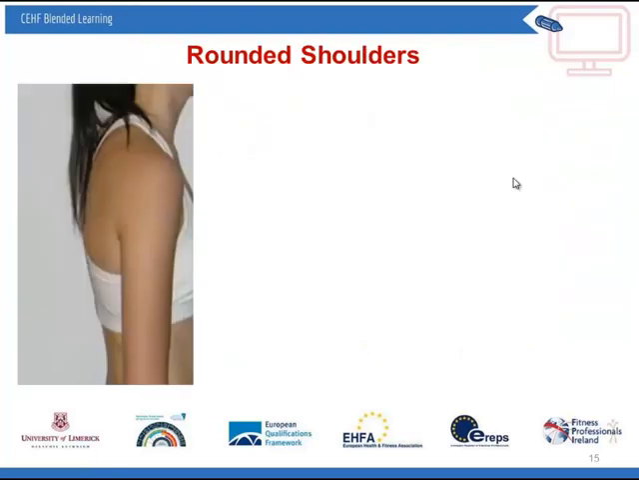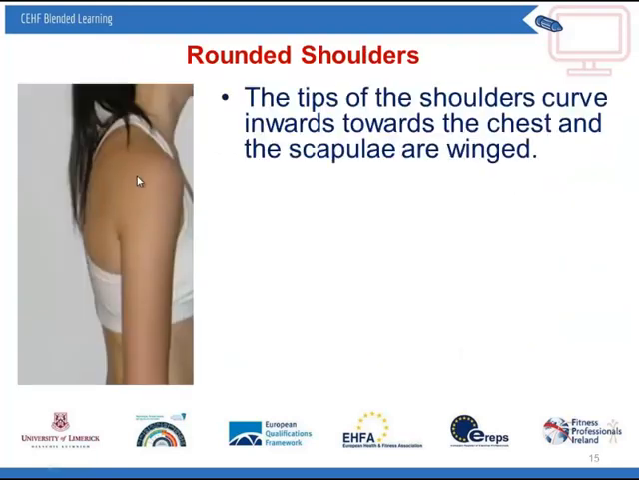Rounded shoulders is another common postural defect. The tips of the shoulders curve inwards towards the chest and the scapula will be winged, and this means that the scapula are quite visible behind, particularly when somebody performs a pushing action.